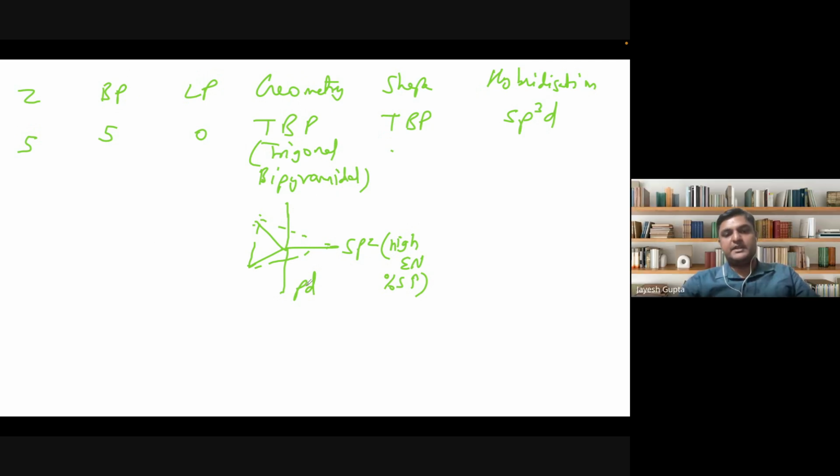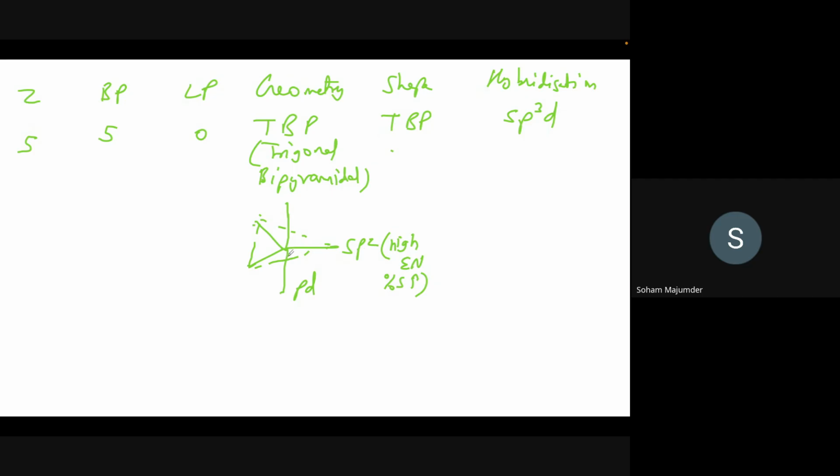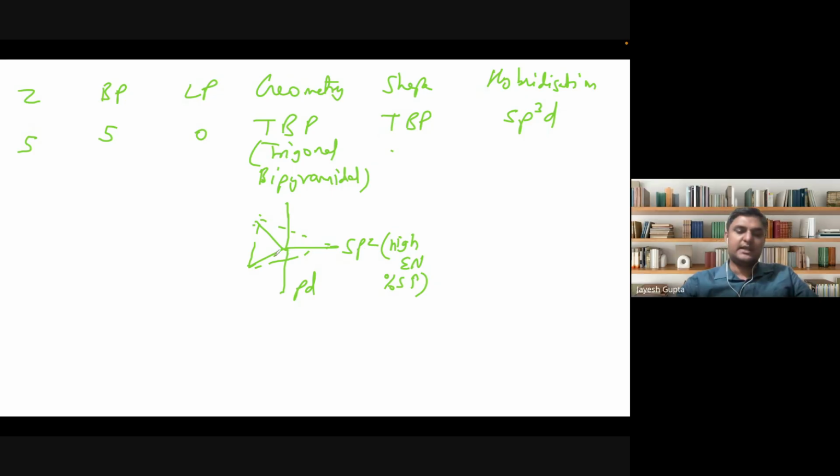I told the hybridization, no? What is the hybridization of equatorial? sp2. And for axial? pd. So I asked you, you know that if percentage S character is higher, EN is higher. So percentage S character is higher in which? sp2 or pd? sp2. So that's why. Okay, understood?